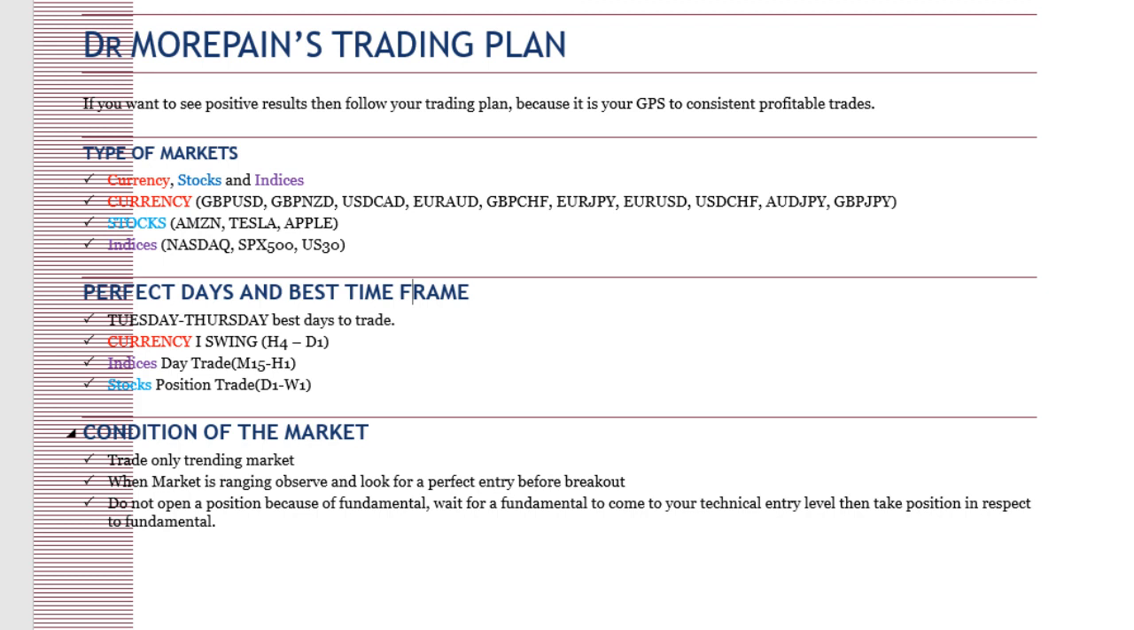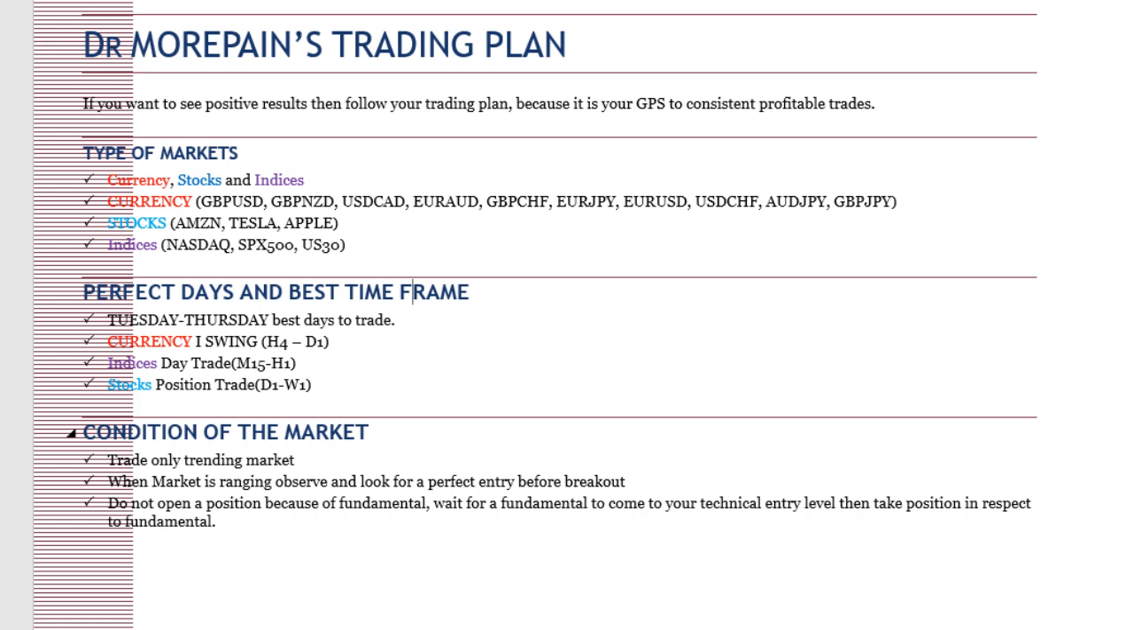So for stocks I do position trading, so it can be daily or weekly or even monthly, depending on how I feel. So on currency it's 4 hour to daily, and in indices it's 15 minutes to H1. But all those things work better for me between Tuesday and Thursday. Tuesday, Wednesday, Thursday, those are the days that I like to trade more. I didn't include where I will learn the market and all those things, but you can include them. They will help you. So now let's get to the condition of the market you should be trading.